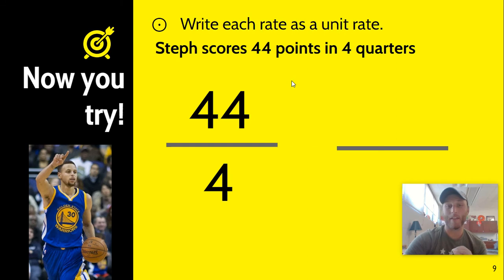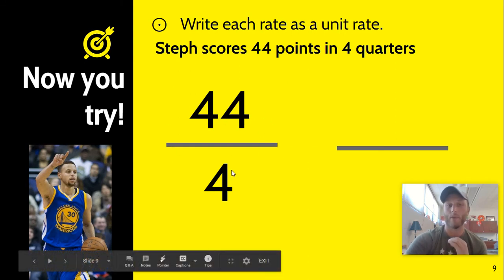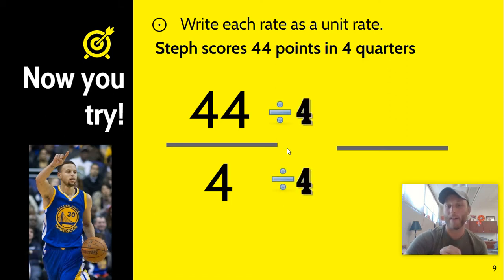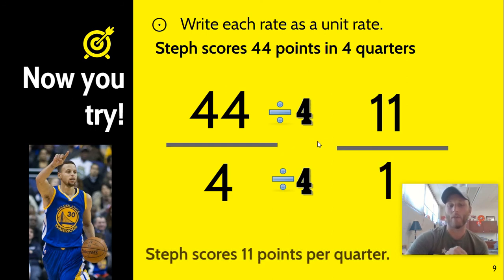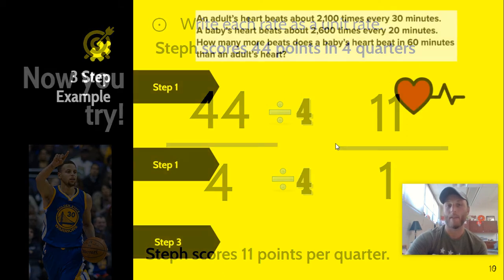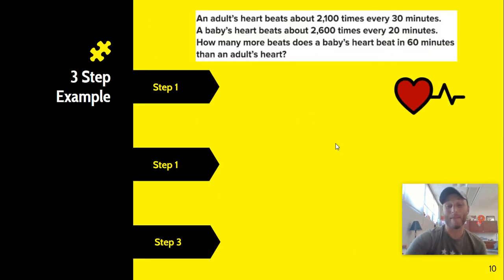All right, if you did this correctly, you should have set up a fraction like this. This is our rate, 44 points over 4 quarters. I know that 4 divides out of both of those numbers, which is going to leave me with 11 over 1. So then I can say Steph scores 11 points per quarter. Okay? Hopefully you're following along with these and these are making sense. Sometimes they do get a little trickier.